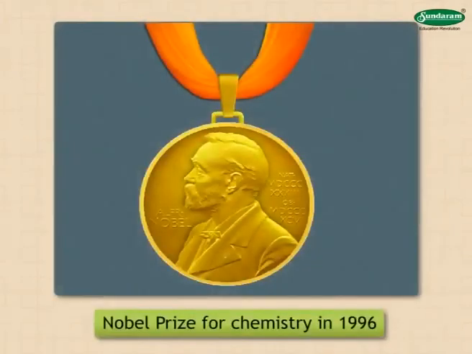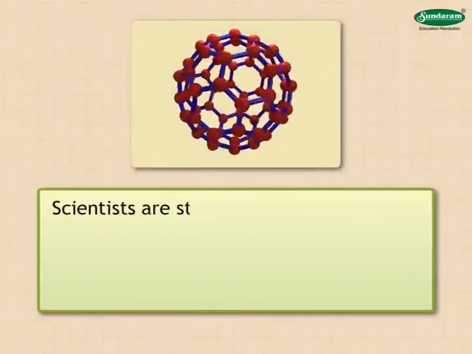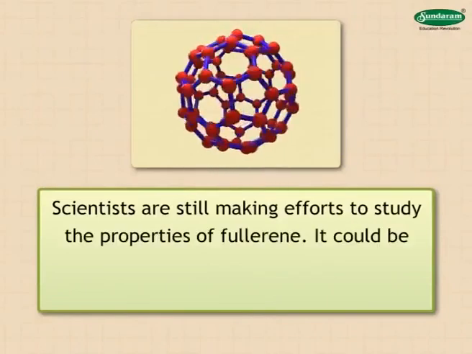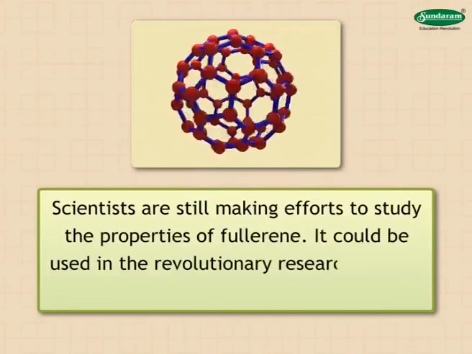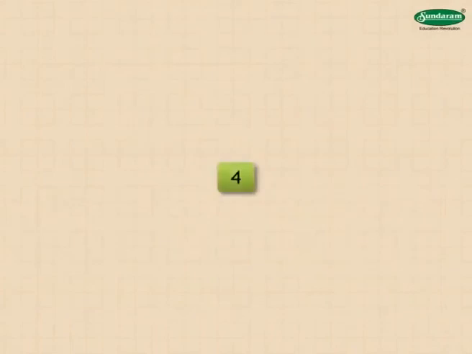The Nobel Prize for Chemistry in 1996 was awarded to Harold Kroto, Robert Curl and Richard Smalley for the C60 form of carbon. Scientists are still making efforts to study the properties of fullerene. It could be used in the revolutionary research related to superconductivity.